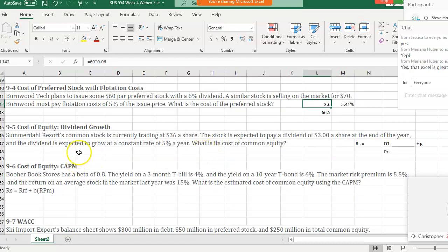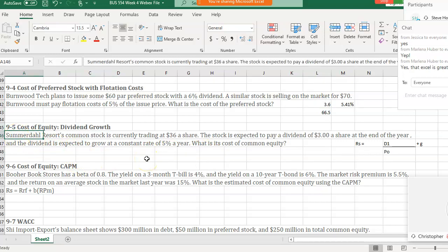Question 5 is about dividend growth. It says that Summerdahl Resort common stock is currently trading at 36. The stock expects to pay a dividend of $3 at the end of the year, and the dividend is expected to grow at a constant rate of 5%. So what's the cost of common equity? The three components of the WACC are the debt, the preferred stock, and then common equity. Common equity could also include your retained earnings.